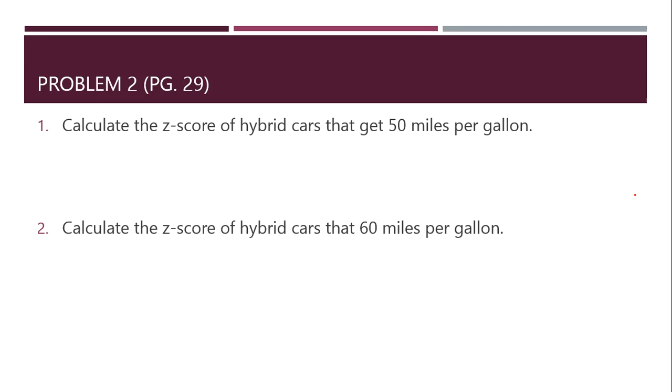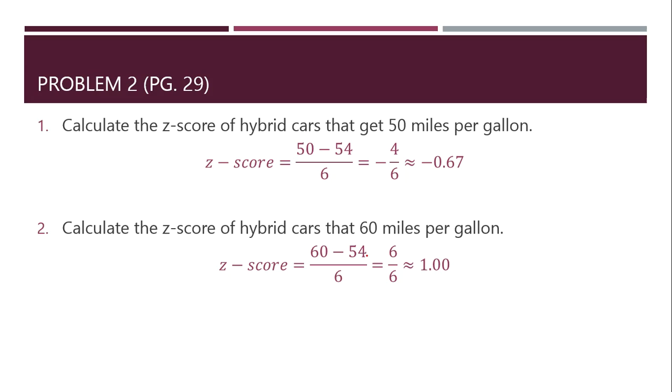So let's calculate some z-scores. If I've got a car that's at 50 miles per gallon, well, I'm going to subtract my mean of 54, divide by my standard deviation of 6. This actually gives me a negative, which is okay. We know standard deviation can go negative. It just means it's moving left. I have negative 4 over 6, so when I grab my calculator and round to 2 digits behind the decimal, I get negative 0.67.